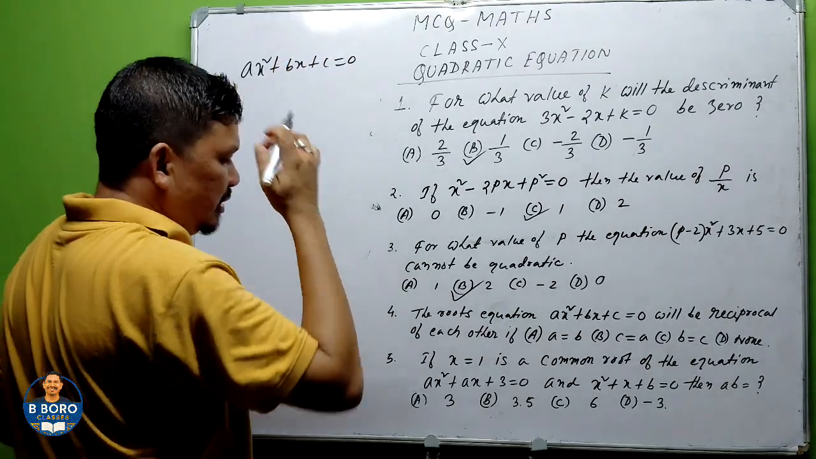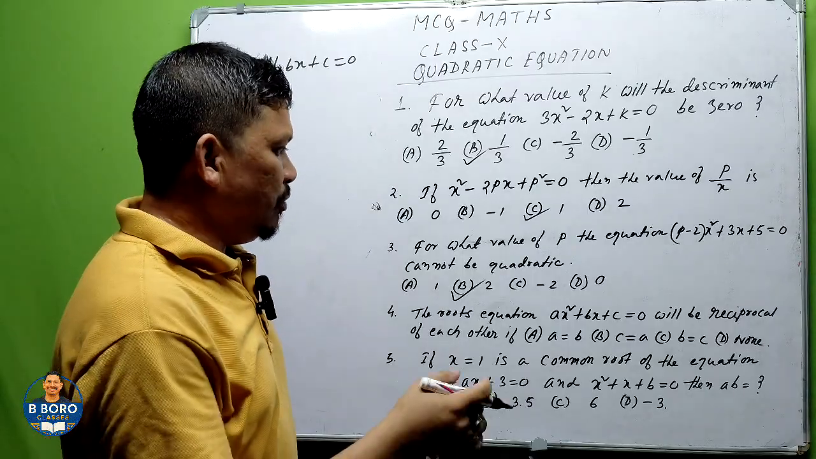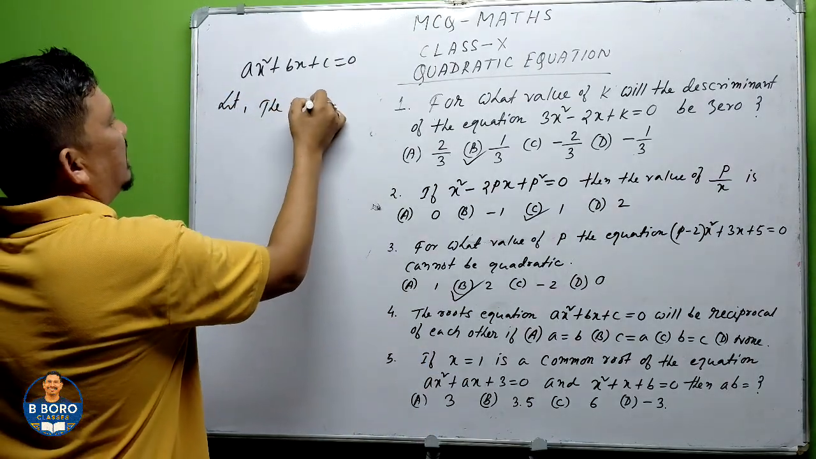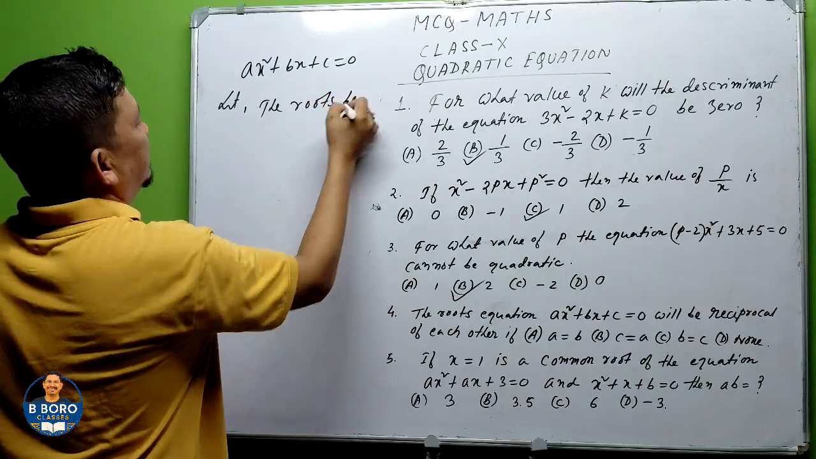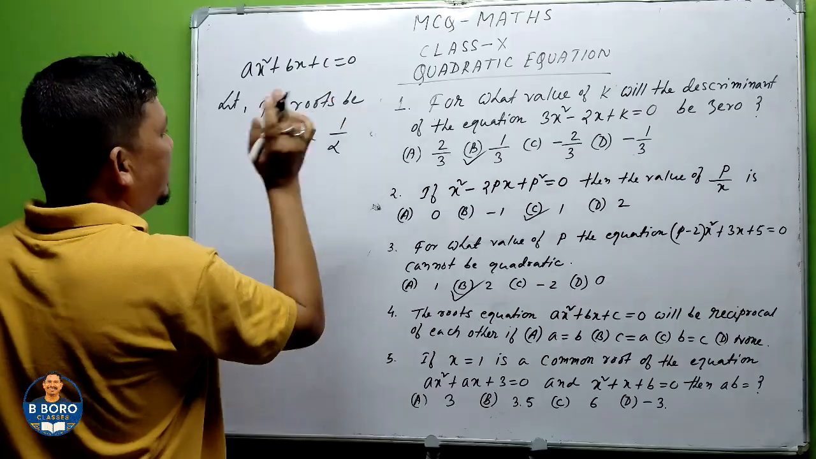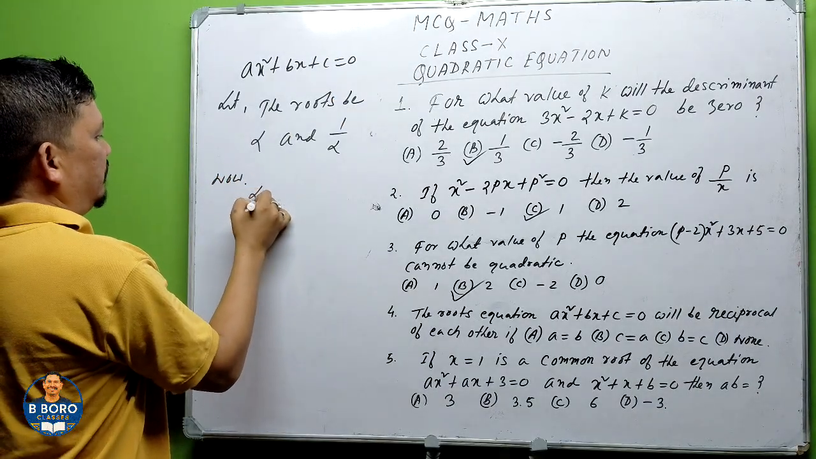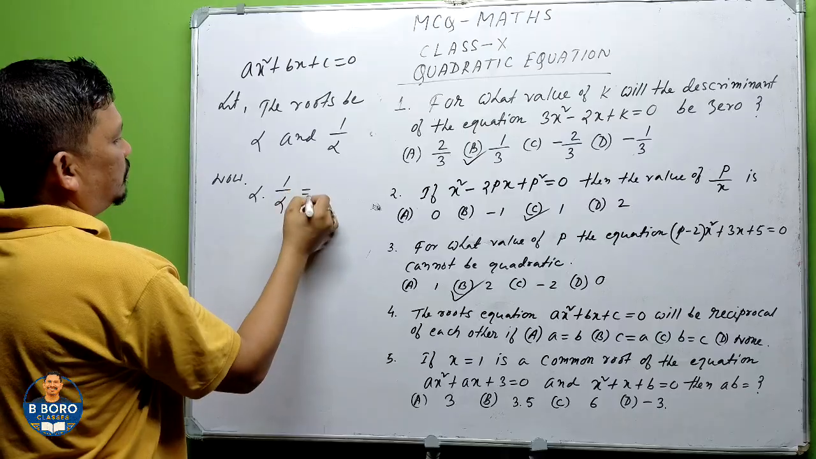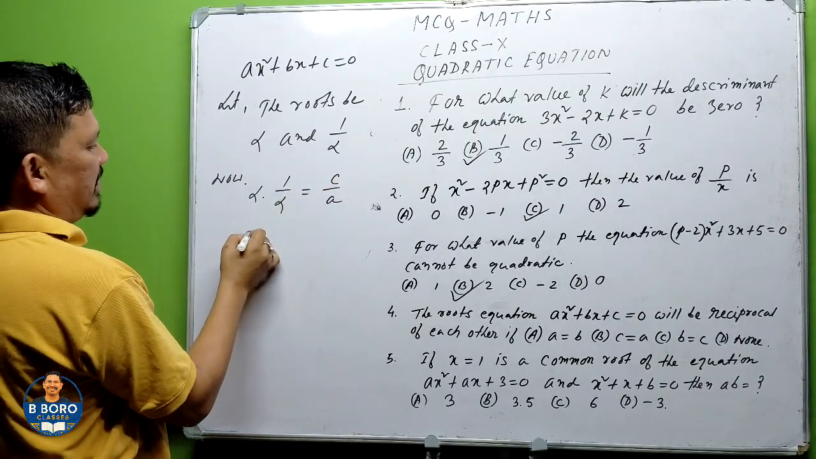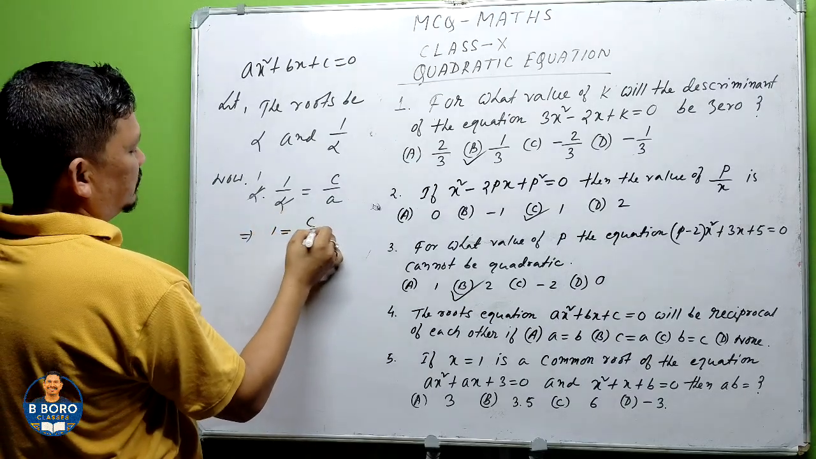Reciprocal means that if one root is alpha, then the other root is 1 by alpha. So let the roots be alpha and, reciprocal meaning 1 by alpha, beta equals 1 by alpha. Now the product of the roots: alpha into 1 by alpha. The formula for the product of the roots is C by A. So alpha cancels out, which means 1 equals C by A.